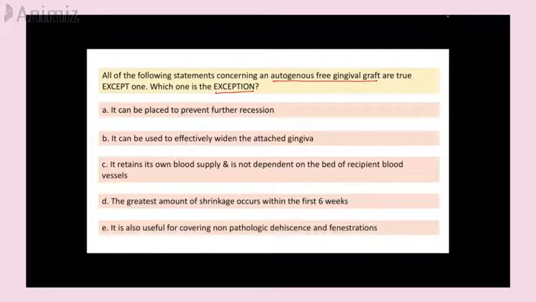And the options are: it can be placed to prevent further recession; it can be used to effectively widen the attached gingiva; it retains its own blood supply and is not dependent on the bed of the recipient blood vessels; greater amount of shrinkage occurs within the first 6 weeks; and it is useful for covering non-pathologic dehiscence and fenestrations.